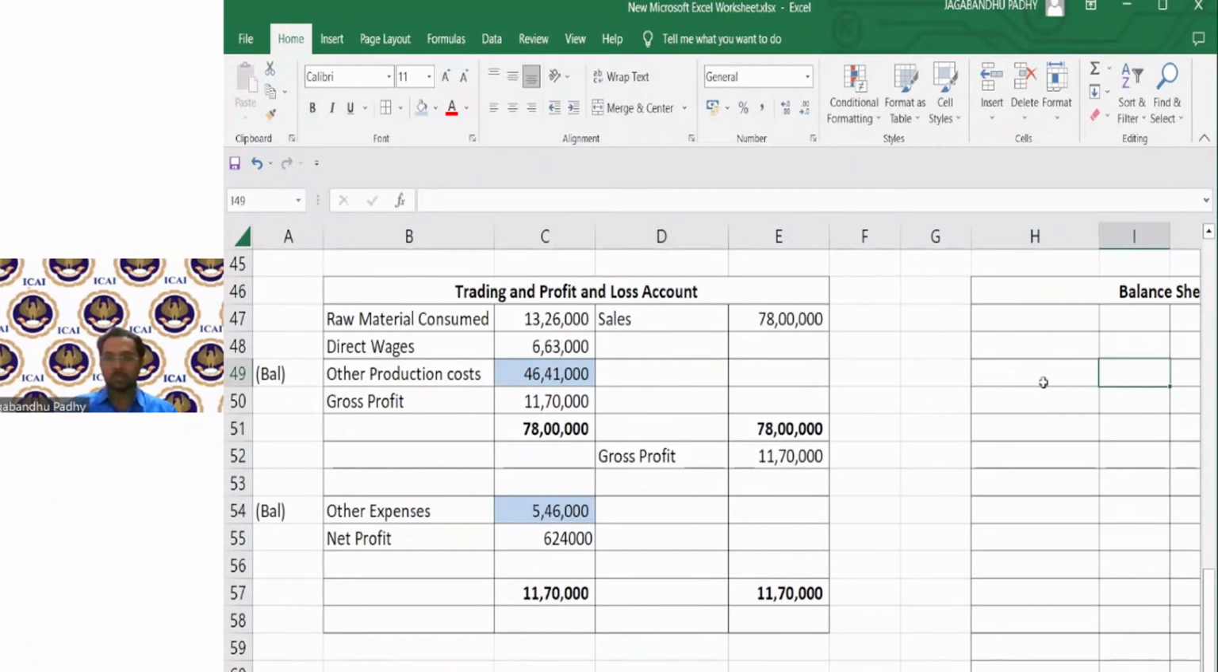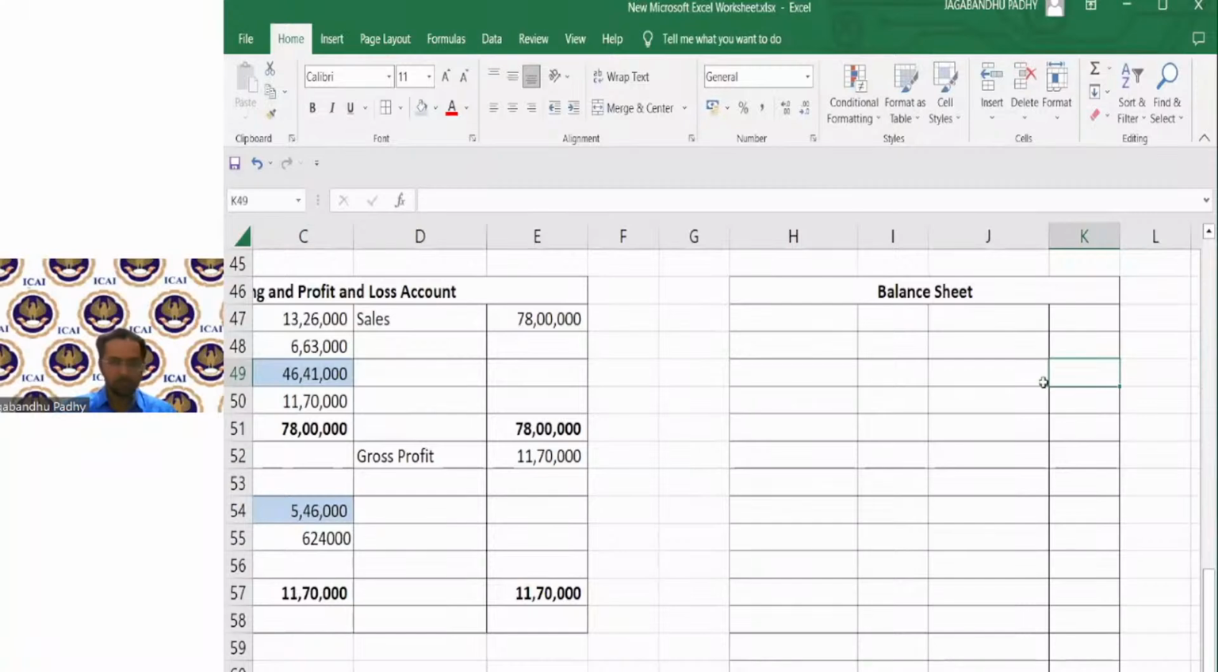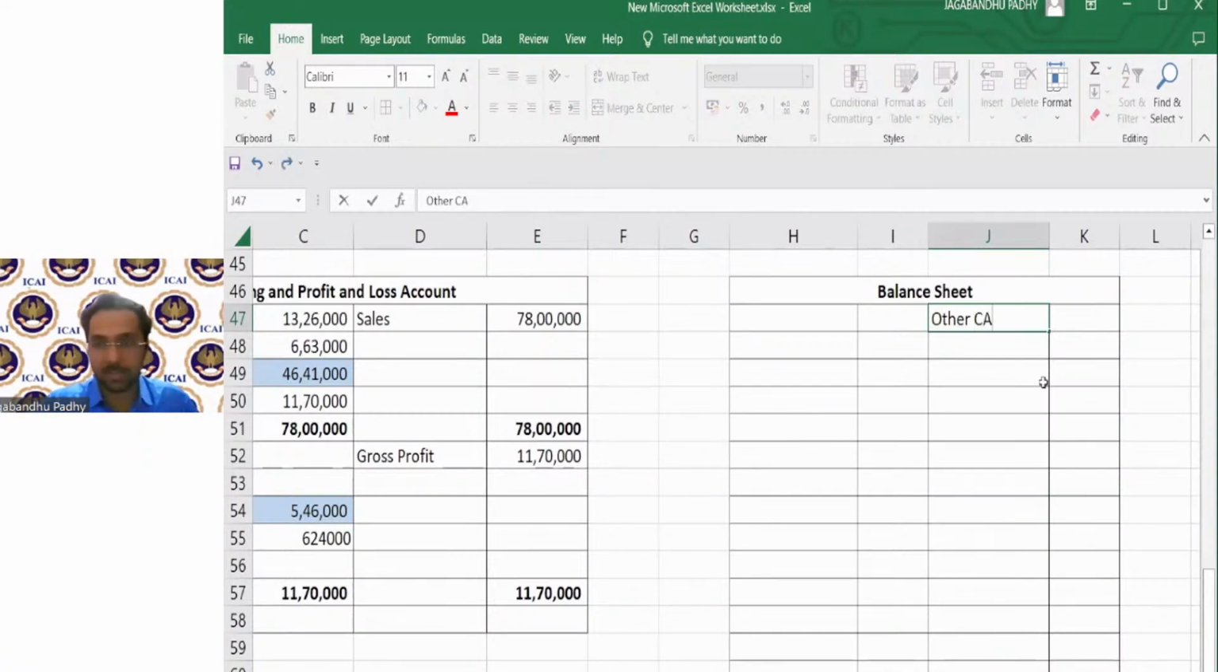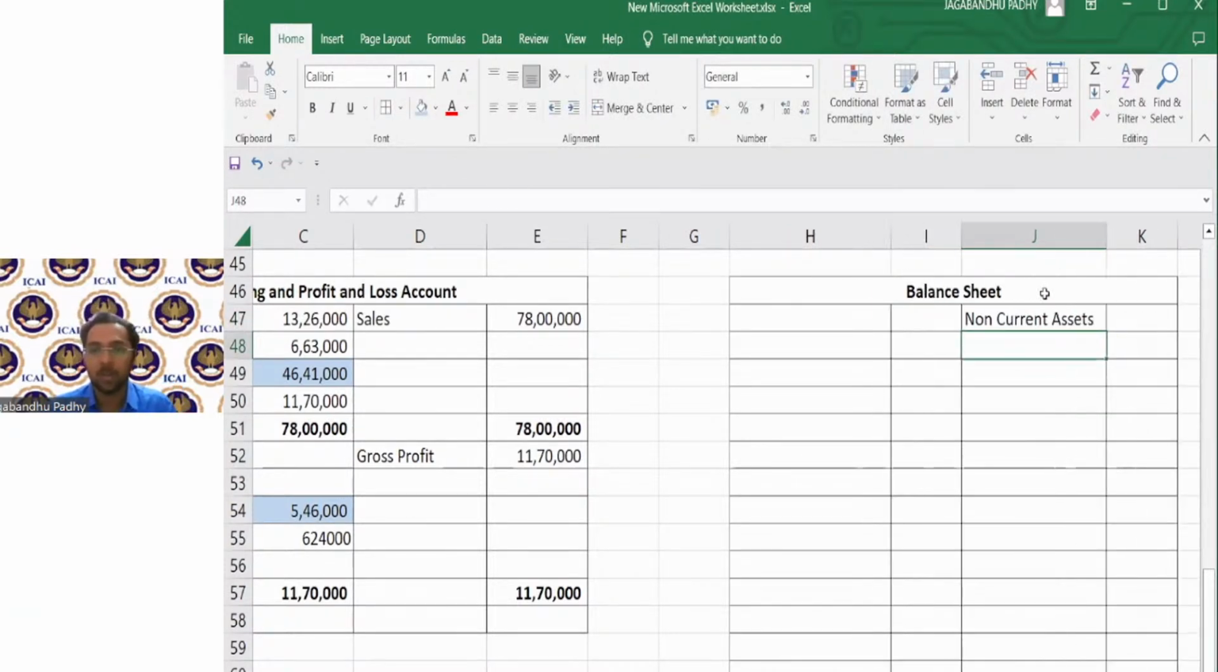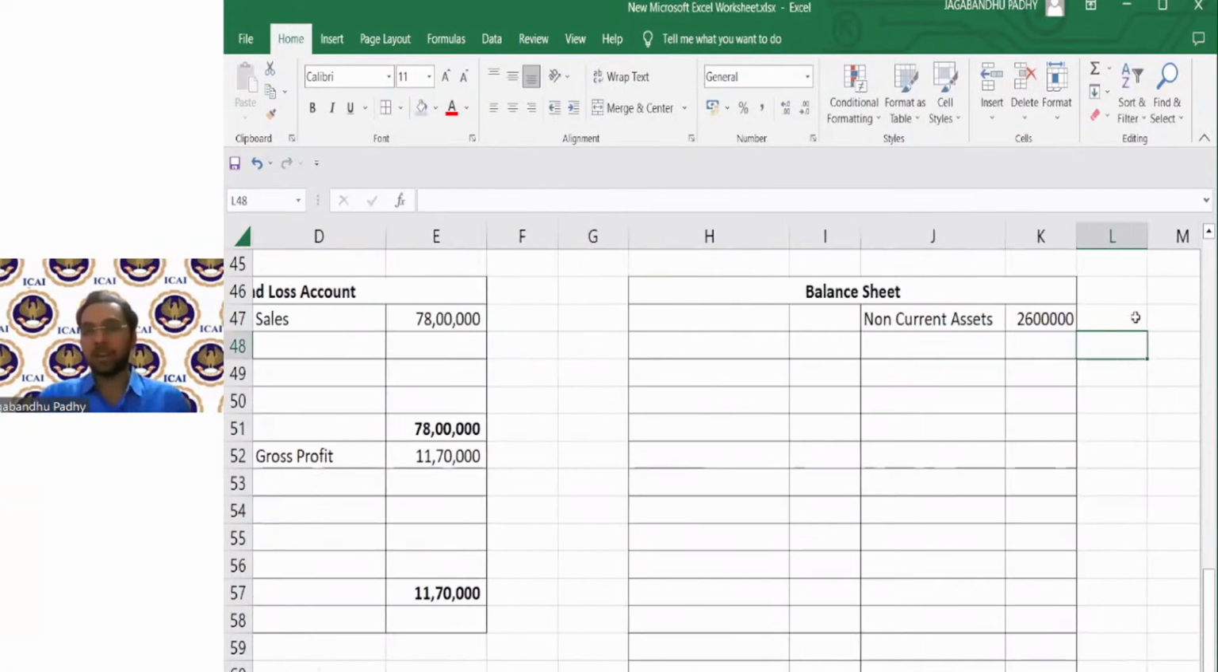Now the big thing that remains is the balance sheet. So in the balance sheet, we have the fixed assets, or we call that other current assets, right? Sorry, my bad. Those are called non-current assets, not other current. Non-current assets, or what we call fixed assets. Non-current assets, that's given in the question, 26 lakh, right?